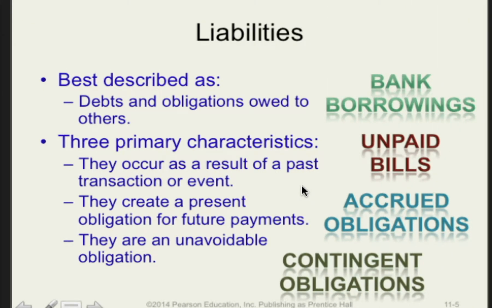All companies have debts and obligations that represent claims of outside parties against the assets of the company. These debts and obligations are referred to as liabilities. Included in these obligations are amounts borrowed from banks, unpaid bills, accrued obligations, and obligations that are contingent upon the outcome of some future event, like maybe a lawsuit.